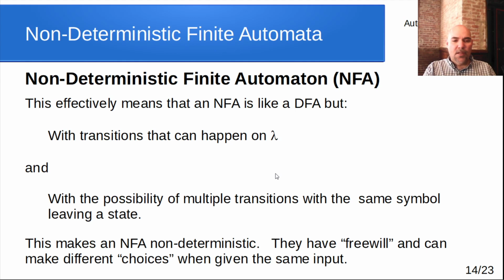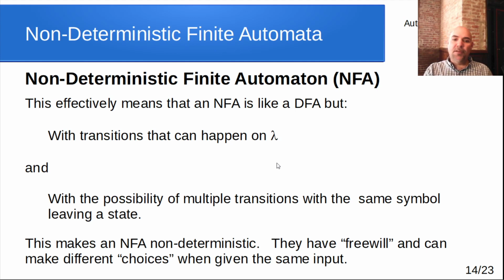Okay, so that effectively means that an NFA is like a DFA, but has transitions that can happen on lambda. And when you're in some state, you can have multiply defined edges leaving that state going to other states that have the same label on them, the same input symbol on them. So that makes an NFA non-deterministic.